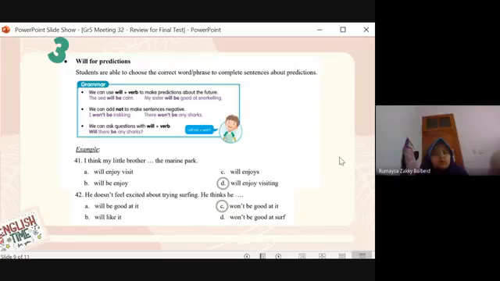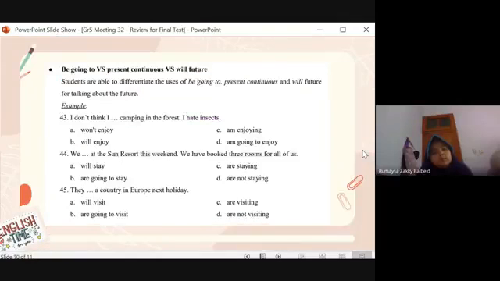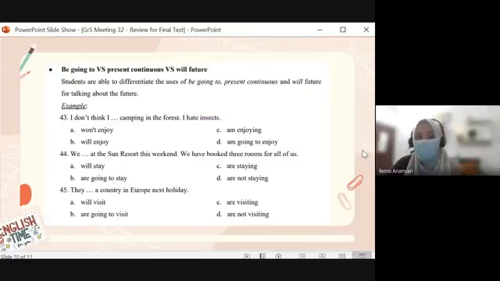Now, let's move on to will for prediction. Now let's continue on to how to differentiate them all, between be going to, present continuous, and will future.